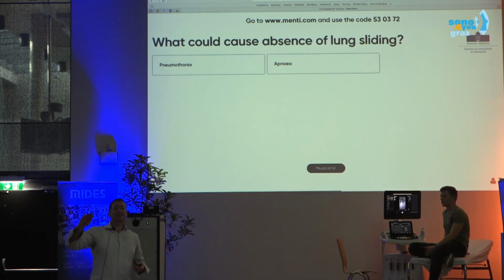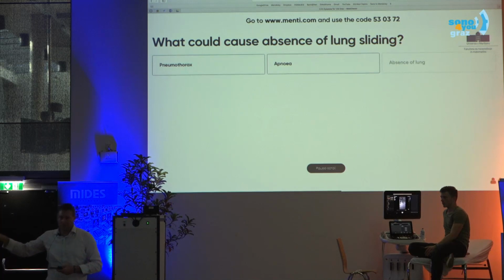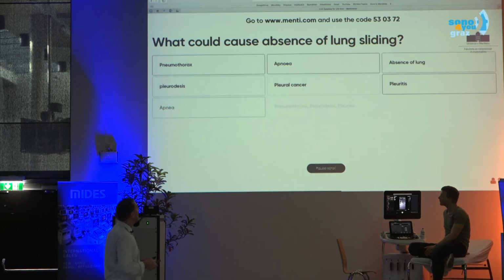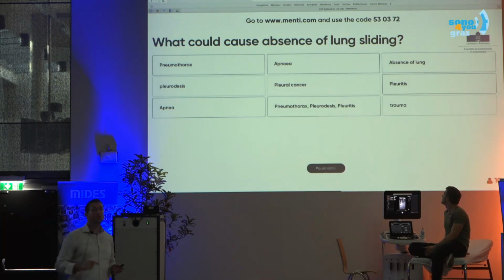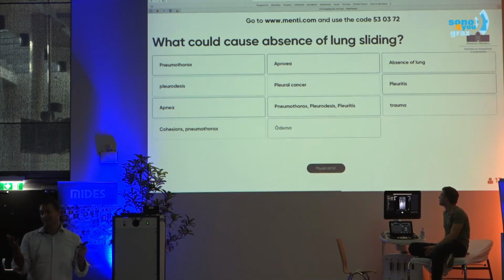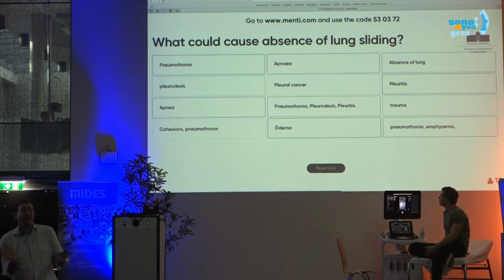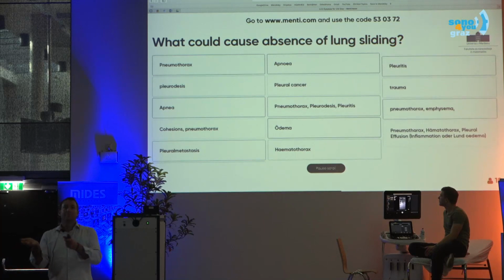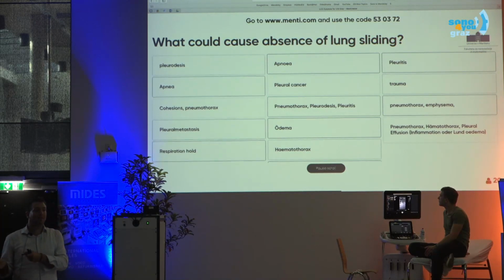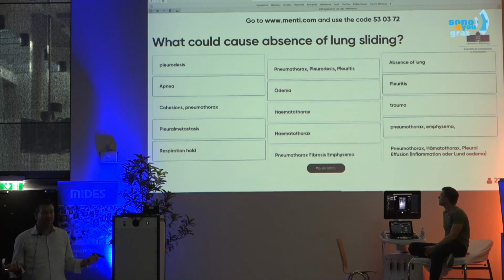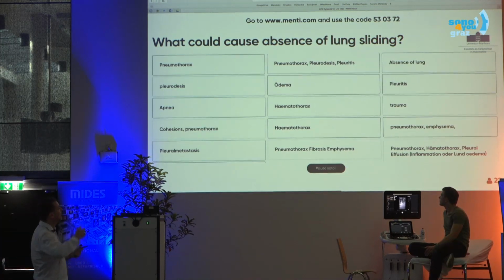So, lung sliding, as we said, is normal. But if there is no lung sliding, what could be the cause for that? Absence of lung? True. That would probably be due to pleurodesis. Yeah, completely true. And unless you ask the patient, oh yeah, I had pleurodesis, then you think, aha, pneumothorax, boom, drain. There's nothing to drain. Absolutely, excellent point.